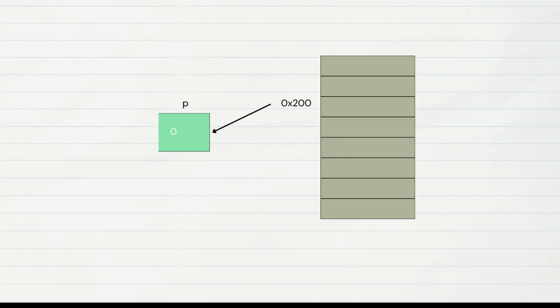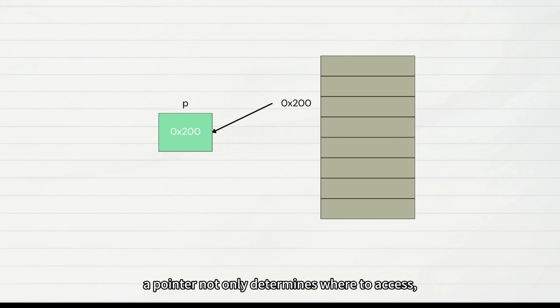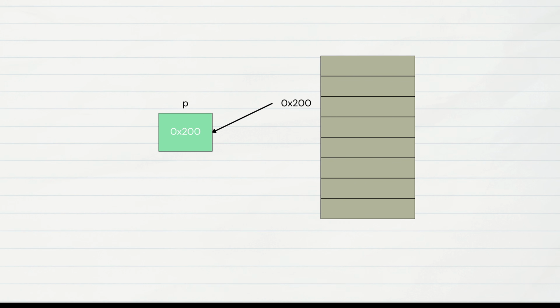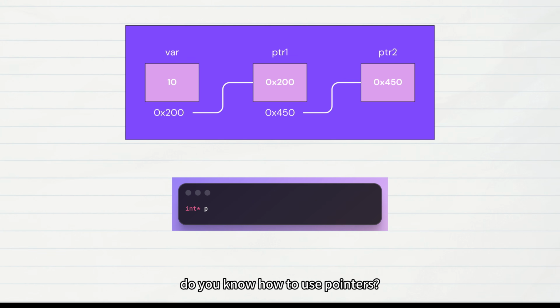So in summary, a pointer not only determines where to access, but also how the CPU accesses. Only when you understand this can you say you've truly begun to grasp pointers and understand the low-level logic of C++. Now back to the original question, do you know how to use pointers? Maybe you can write them? But if you don't know what the type is doing, what the compiler is assuming, what the CPU is executing, then your code is only correct in appearance.